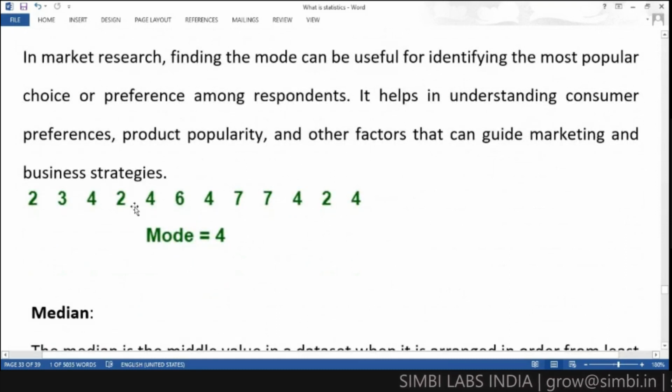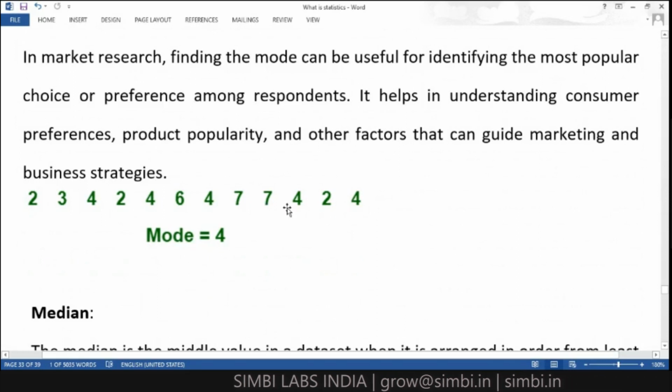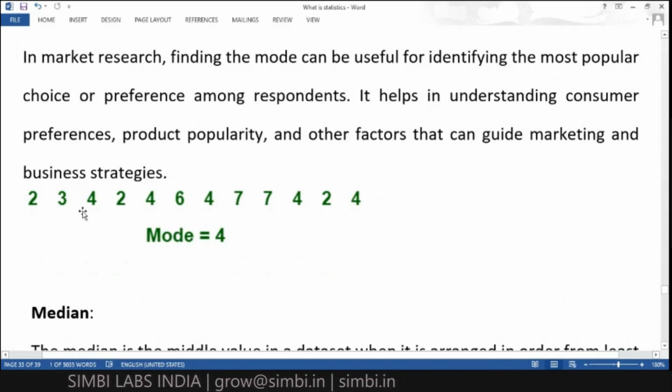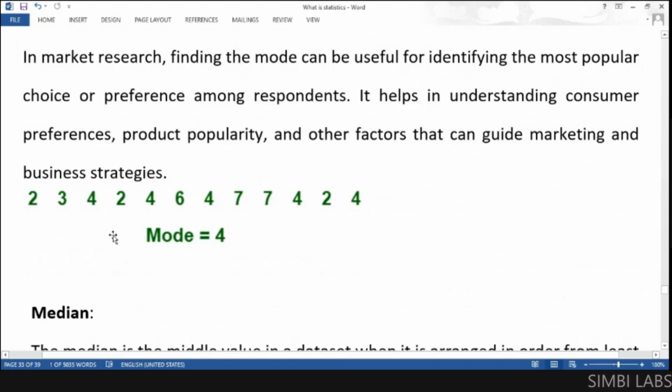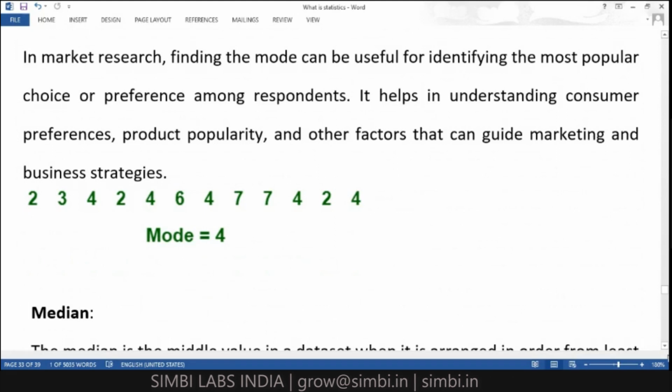Like that. And for example, you can see with numbers: 2, 3, 4, 2, 4, 6, 4, 7, 7, 4, 2, 4. Which number was repeating so many times? Here you can see 2 was repeated 1, 2, 3 times. And 3 was repeated only one time. And 4 was repeated 1, 2, 3, 4, 5 times. So the mode is 4. Which number was frequently repeated? That is the mode value. I think you got my point. Mode means the number that was repeating frequently.